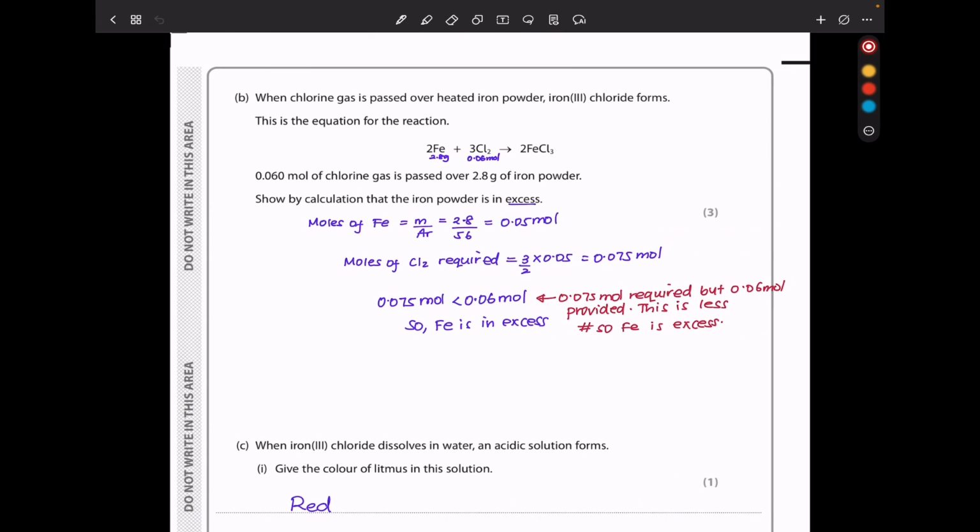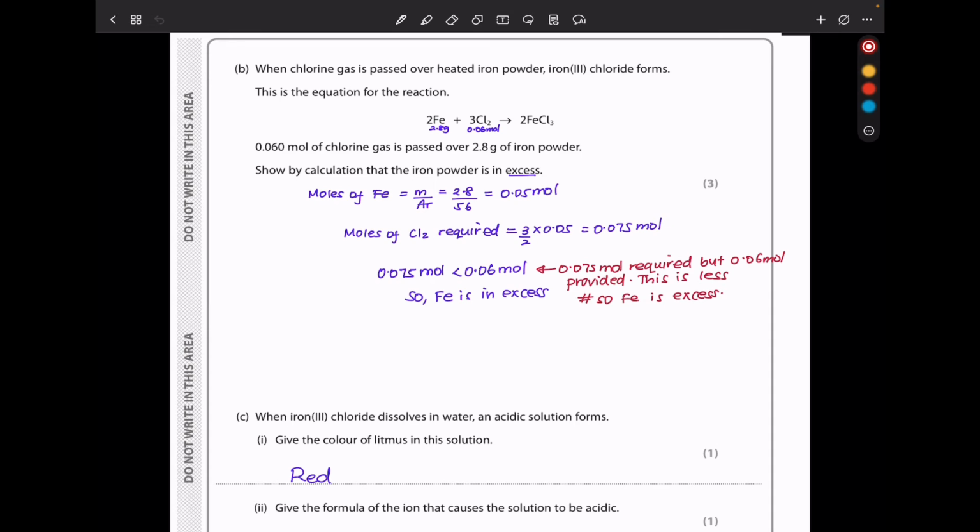In part B, when chlorine gas is passed over heated iron powder and iron 3 chloride forms, this is the equation for the reaction. We can see the equation. And they say 0.06 mole of chlorine gas is passed over 2.8 grams of iron powder. Show by calculation that iron powder is in excess. To answer this question, we're going to calculate the number of moles of iron using the mass provided, and then we'll compare the actual reaction mole ratio as well as the mole ratio from the equation and see if they are the same or not.